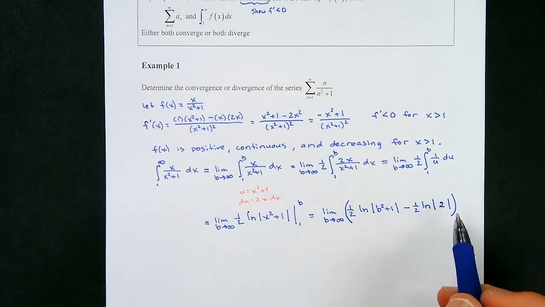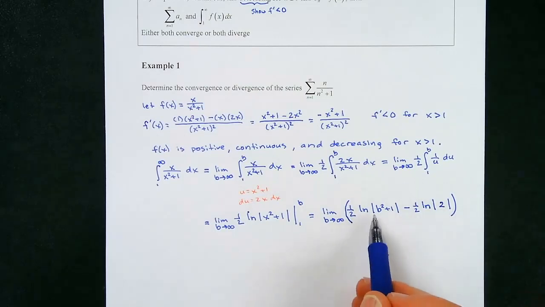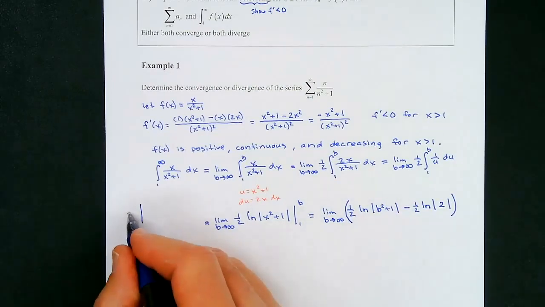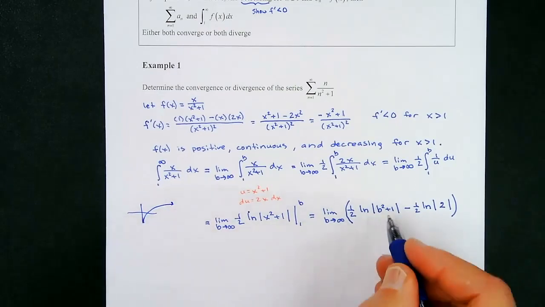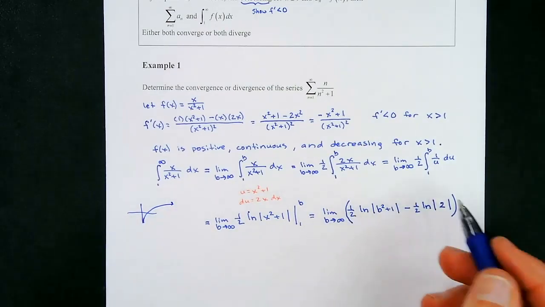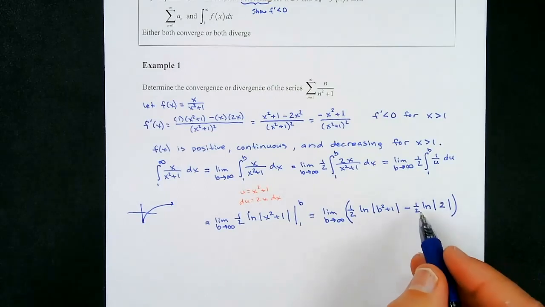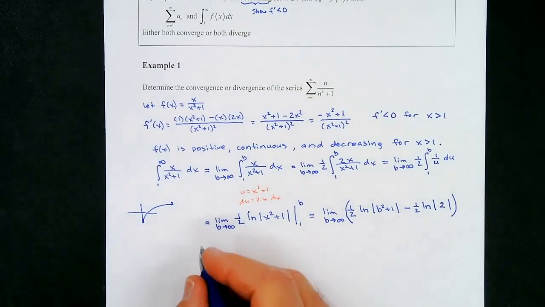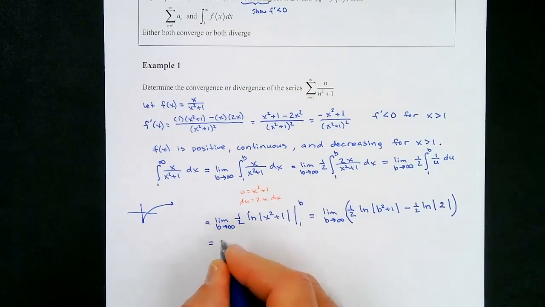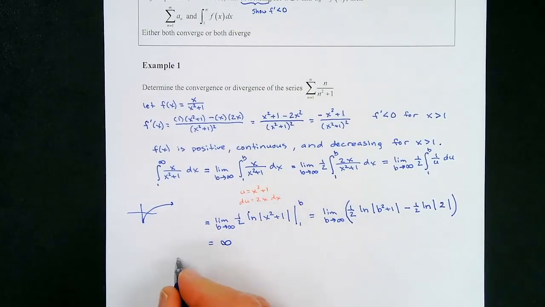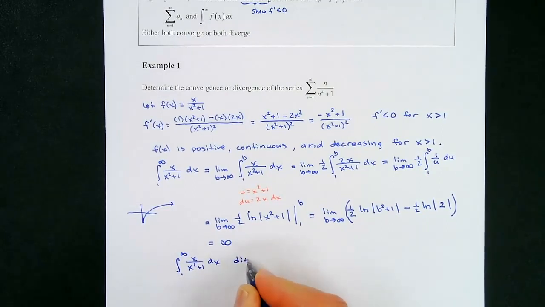Okay, so what happens as b approaches infinity? This is going to get bigger and bigger and bigger, right? Because b is going to infinity. So what you're taking the log of is getting bigger and bigger. And remember, the natural log just keeps getting bigger and bigger. Half of that is still going to get bigger, and it's always going to be bigger than this, right? So it's just going to go to infinity. So this is equal to infinity, which tells us that the integral from 1 to infinity of x over x squared plus 1 dx diverges.